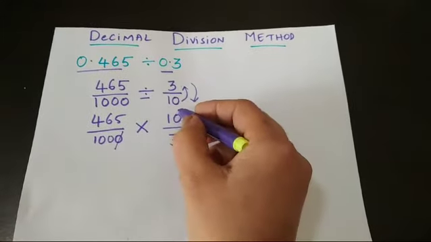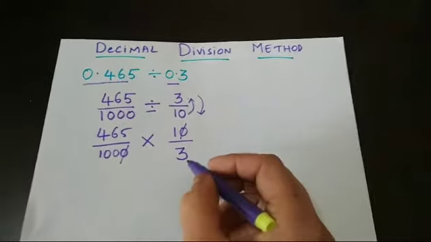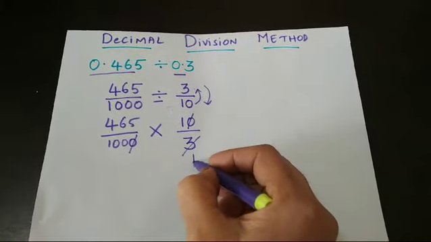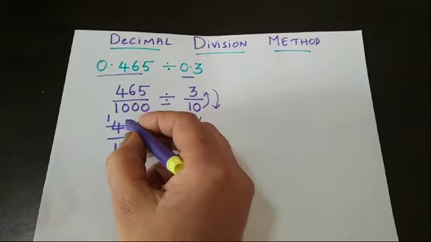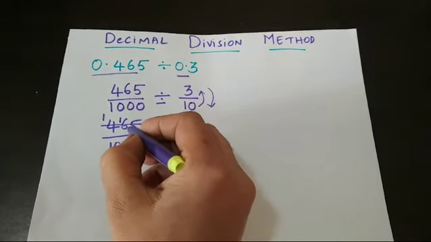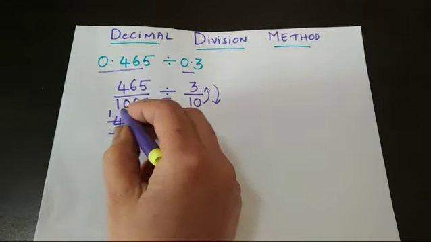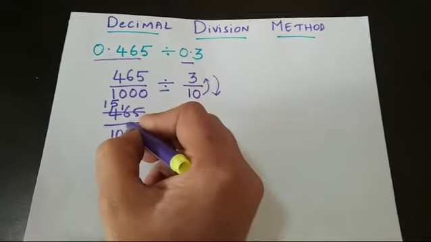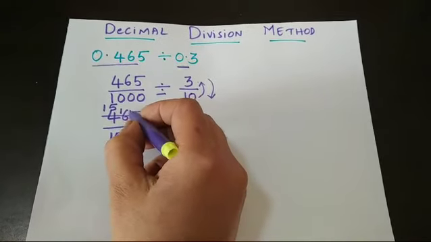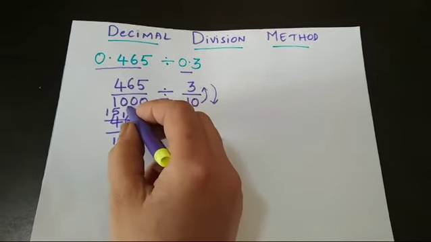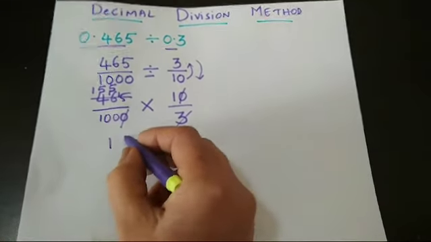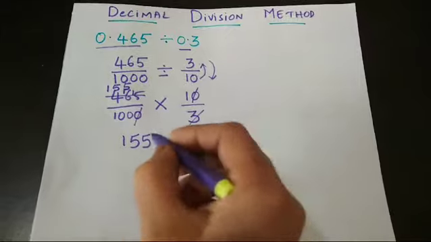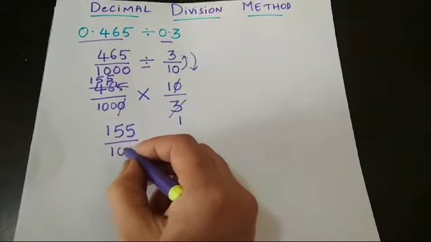This 0 and this 0 get cancelled. Now 3 ones are 3. 3 ones are 3. One more is left out, so I'll give this carry to the next number. That is 3 5s are 15. Okay, now here one more is left out, I'll give the carry. 3 5s are 15. Okay. Your answer will be 155 divided by 100.